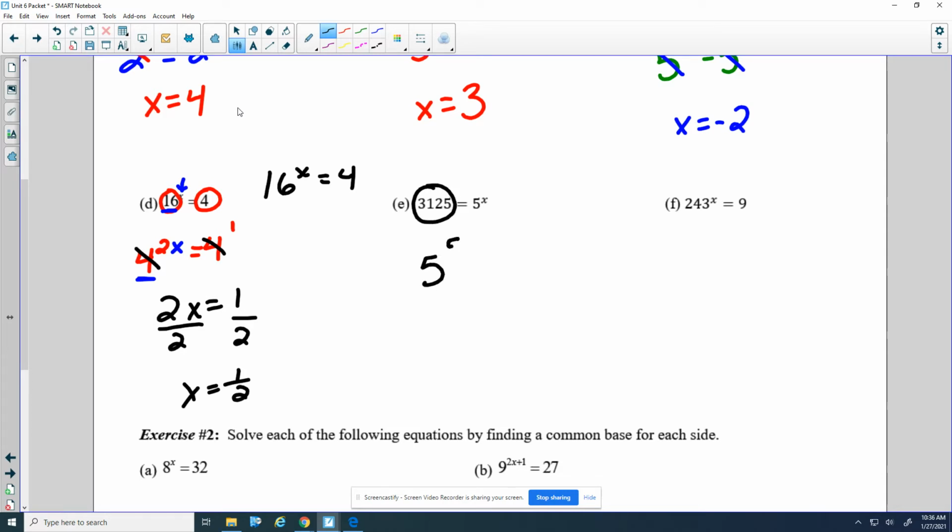So I can write this side as 5 to the 5th, and this side is a 5. And the way the number looks, it ends in a 25, plus the other side already has a 5, made me think that I would start checking powers of 5.